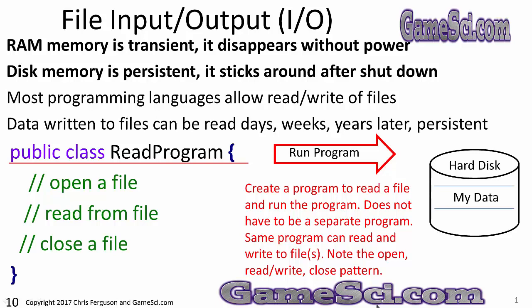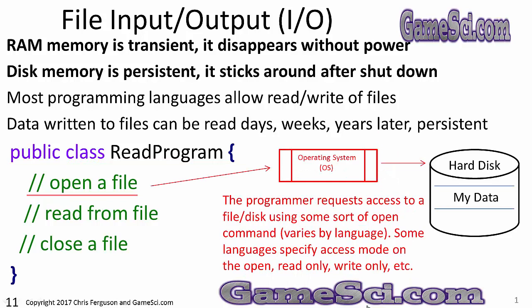Note the open, read, and write, close pattern that we are going to view here. The programmer requests access to the file or disk using some sort of open command. That open command varies by language. Some languages specify access mode on open. You sometimes have to declare, I'm opening this file for reading, or I'm opening this file for writing. It varies by computer language. But all languages have some sort of open command to inform the operating system we are about to access a particular file on the disk drive.